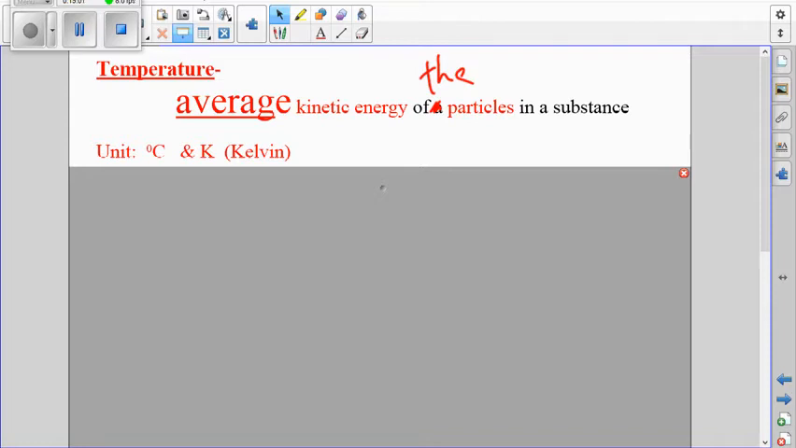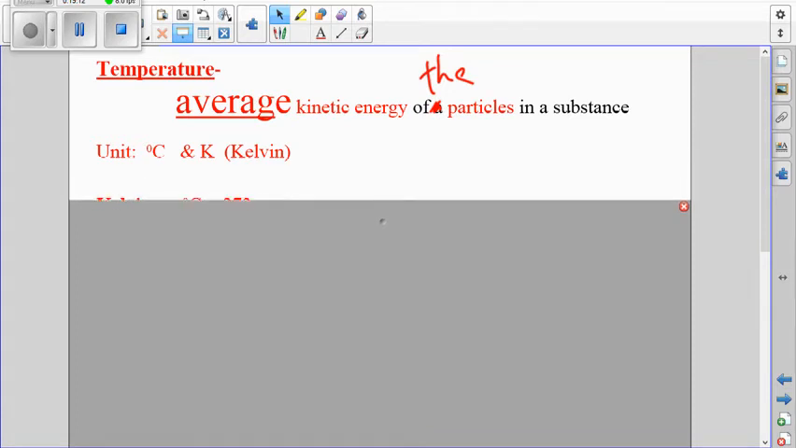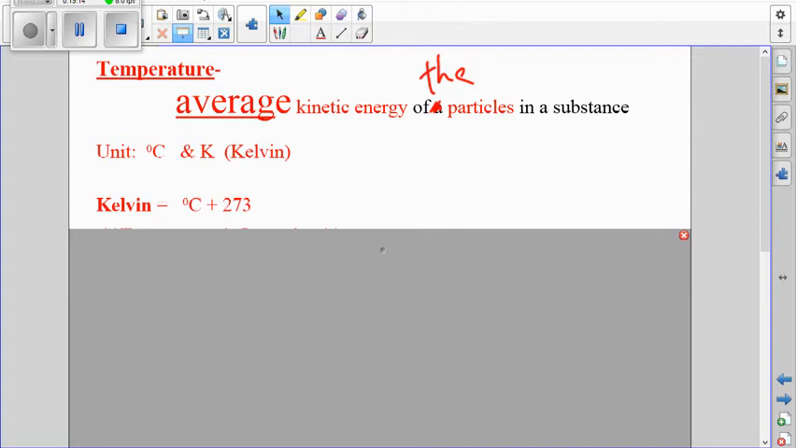You guys are used to Celsius or Fahrenheit. Fahrenheit's a trash American unit. We don't really like to use it very often. It's more about Celsius and Kelvin. Just in case, for your own enrichment, Celsius plus 273 is equal to Kelvin. In other words, Kelvin is a temperature scale where the gaps between each degree are exactly the same as Celsius. It just started earlier than Celsius, if that makes sense.